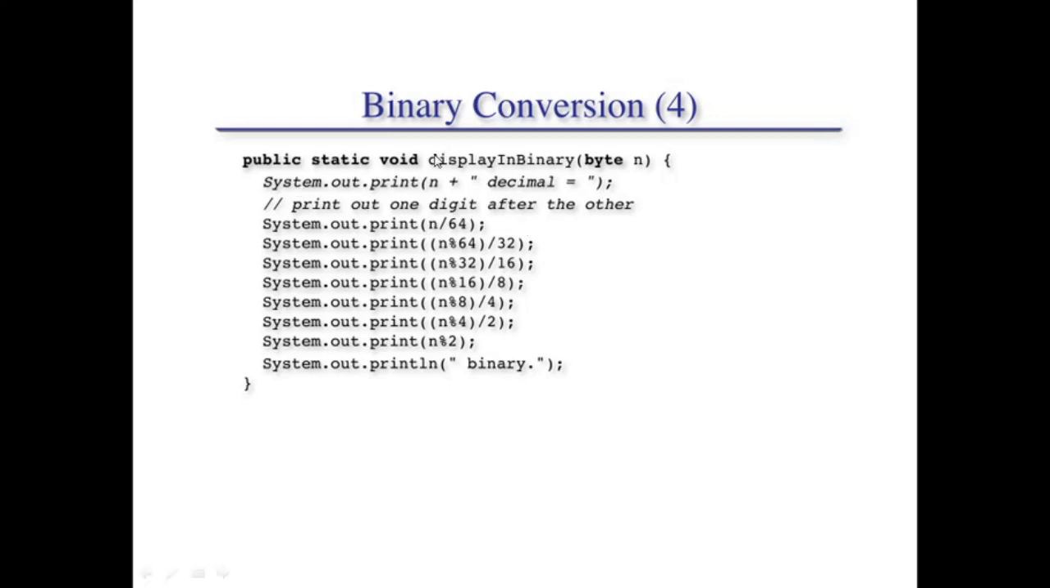Then what we are doing is System.out.print n. Suppose I give 28. It will write 28 decimal equals, and the same functionality will be done over here, and it will result in a binary.